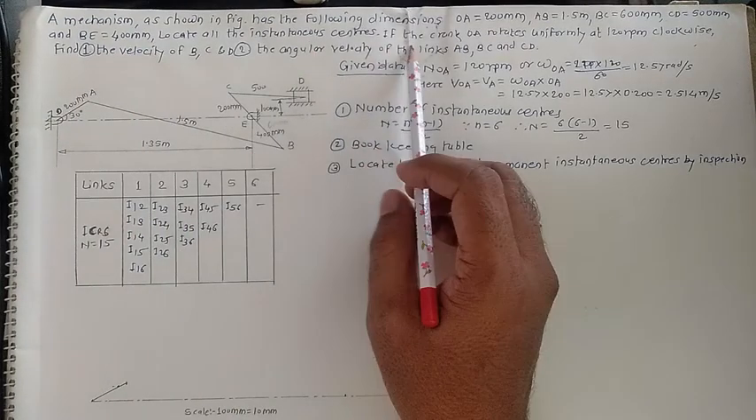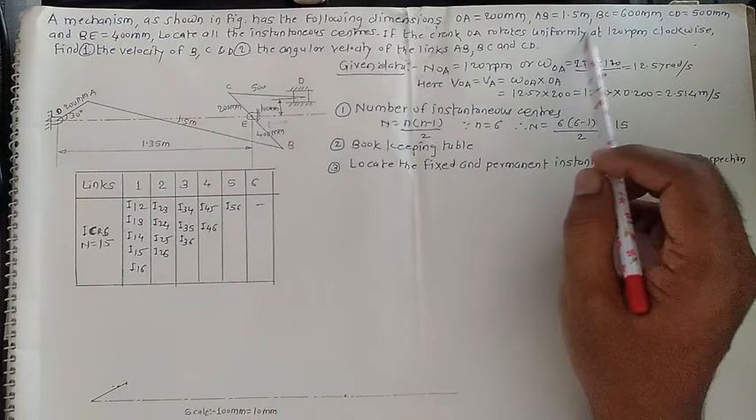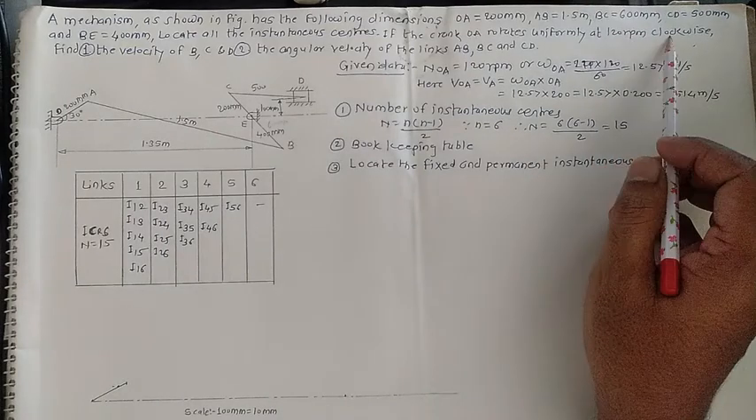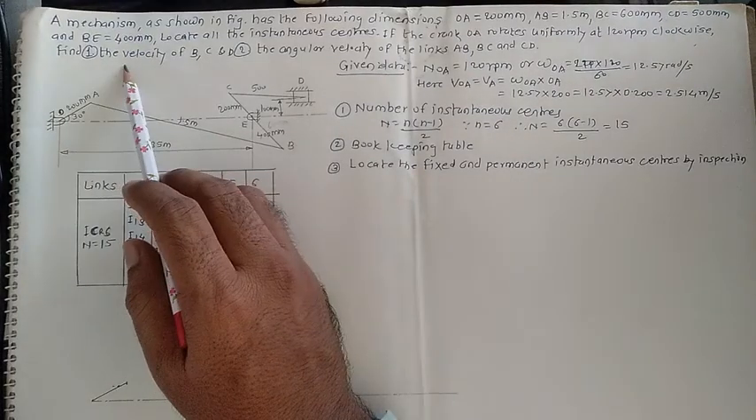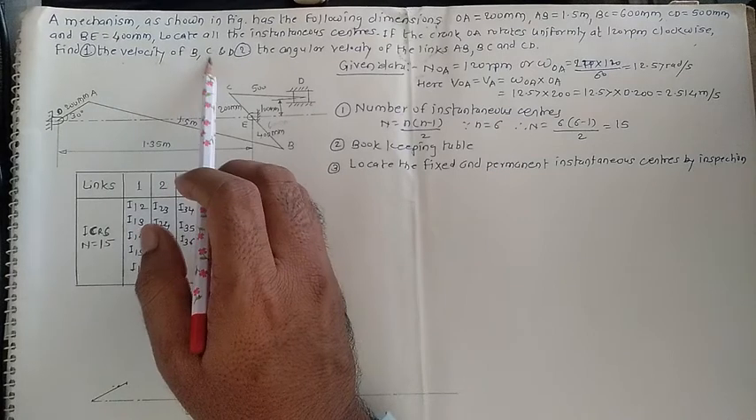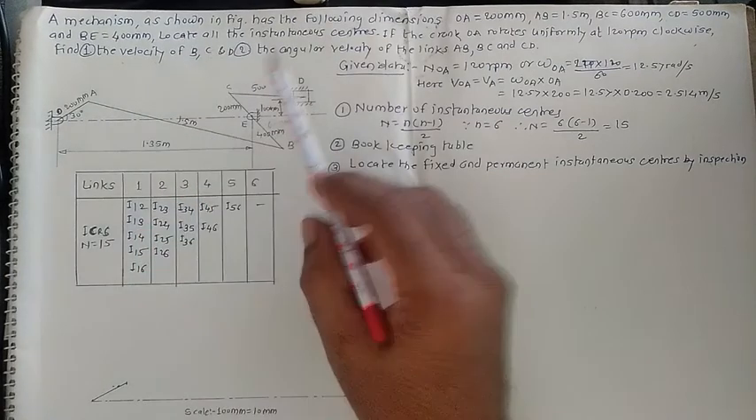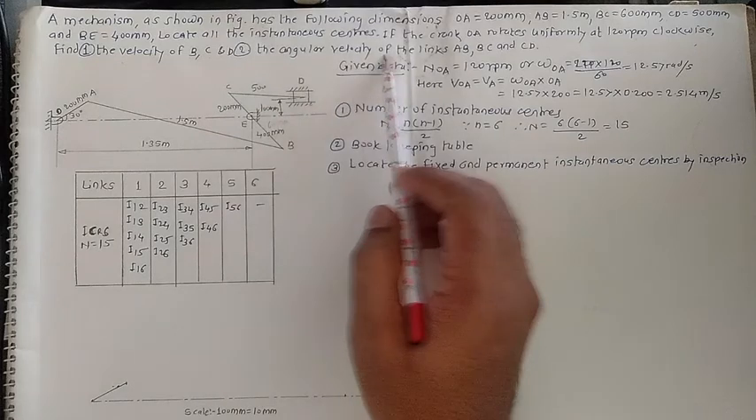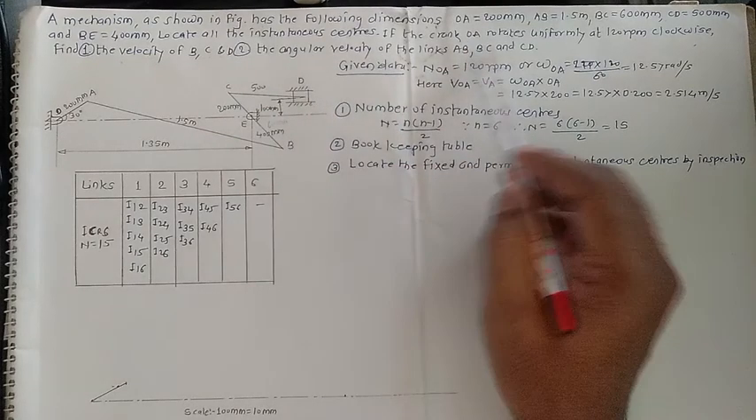If the crank OA rotates uniformly at 120 rpm clockwise, find first, the velocity of B, C and D. Second, the angular velocity of the links AB, BC and CD.